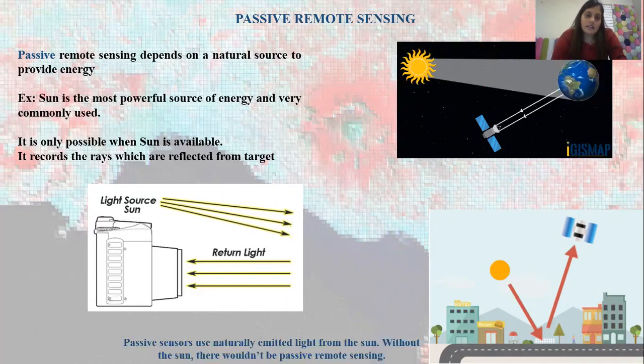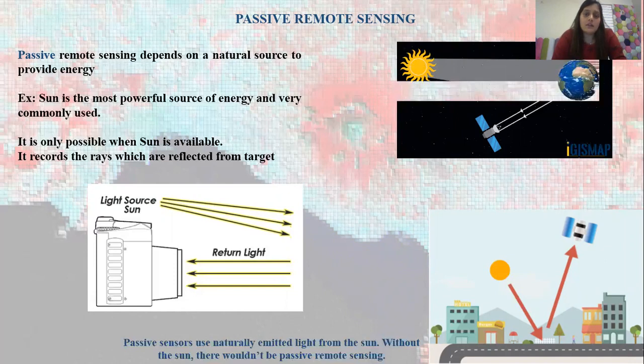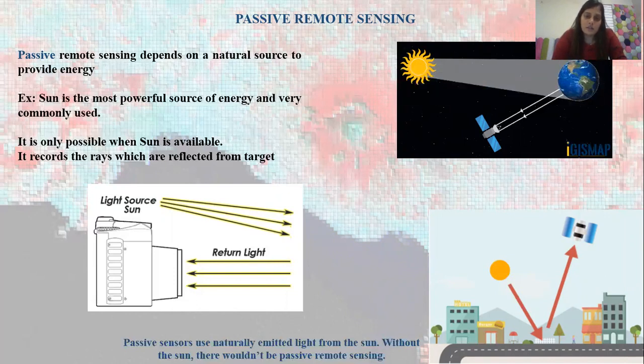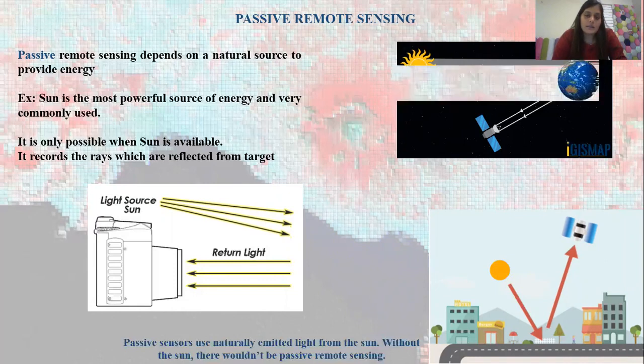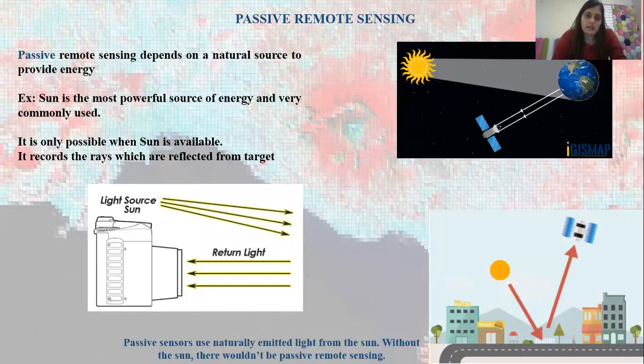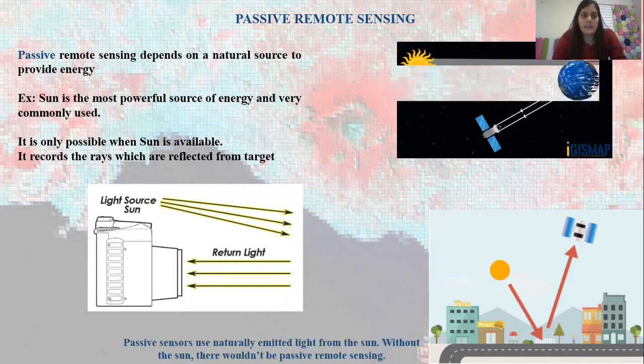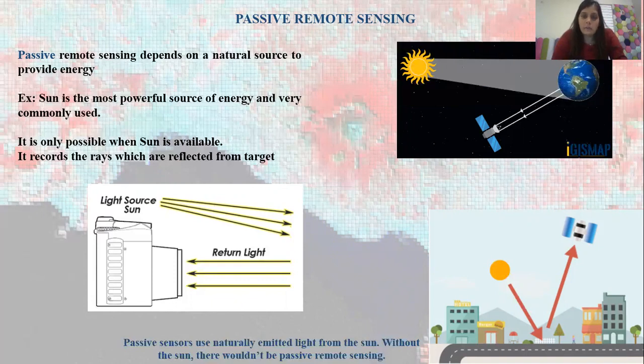Because in the exam, when it is asked to explain passive sensors and active sensors, everybody gets confused about which requires sun energy, solar energy, and which requires its own energy. So kindly put attention towards it. Passive means it requires some other support, and that is solar energy, which is freely available and very commonly used. It depends on a natural source to provide energy, right?